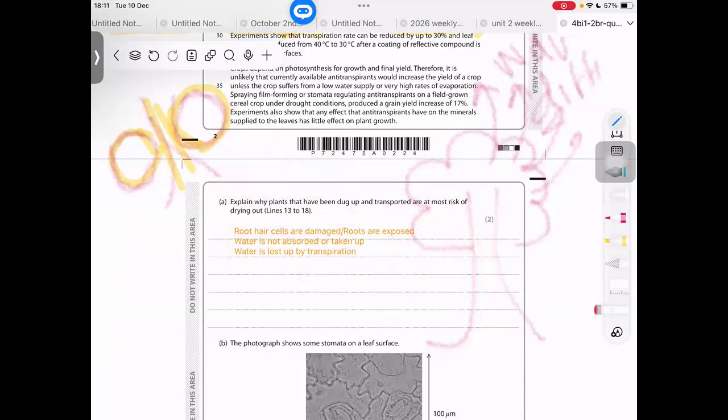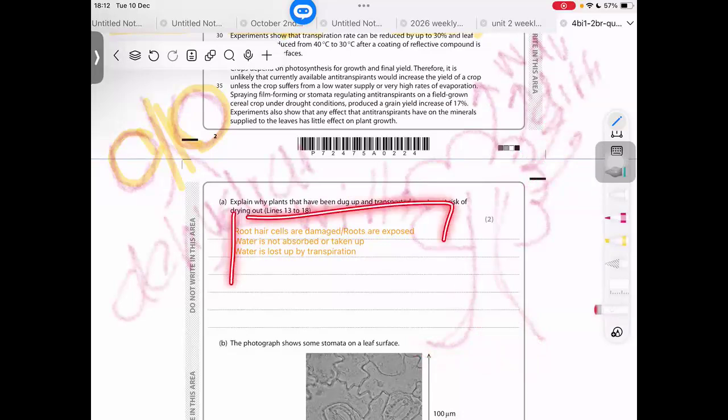So you should mention that root hair cells are damaged, and because of that reason, not enough water is taken up when compared to the water lost by transpiration. Now, if we lose a lot of water compared to the amount of water we drink, we'll get dehydrated, right? Just like that, the tree can also be dehydrated. That is why they say it dries out or it wilts. The plant will wilt. Therefore, this is the complete answer.